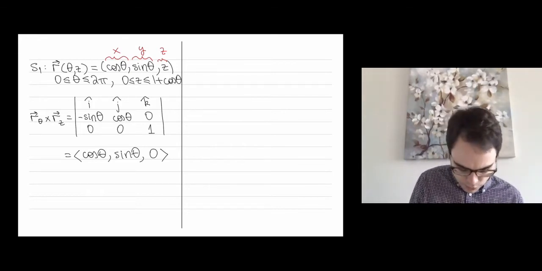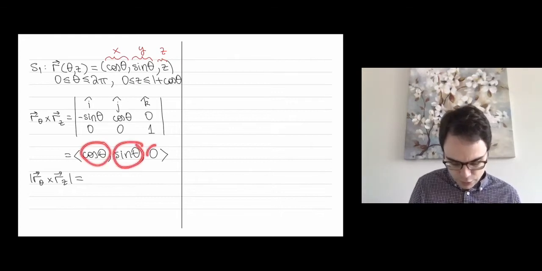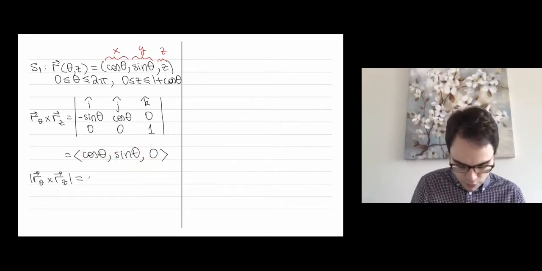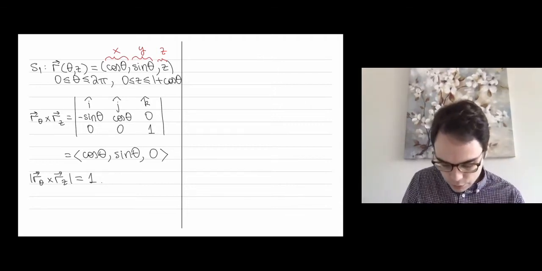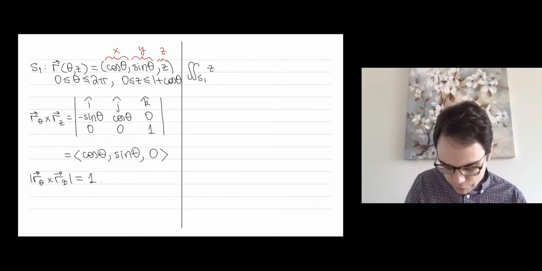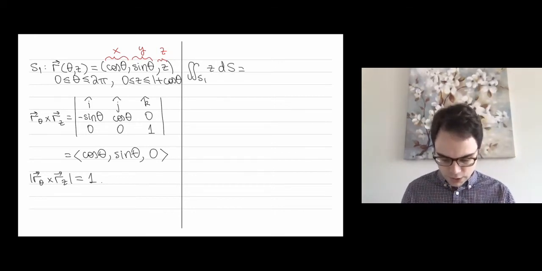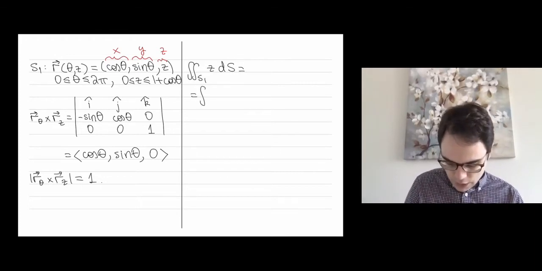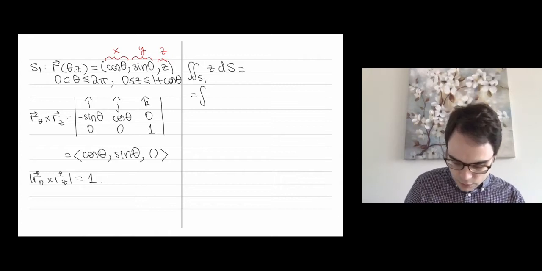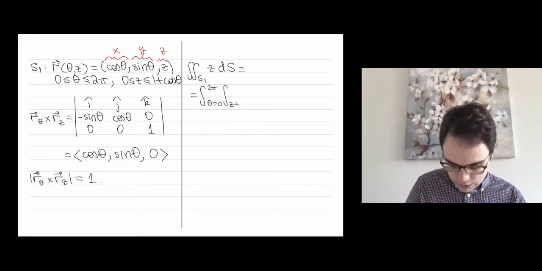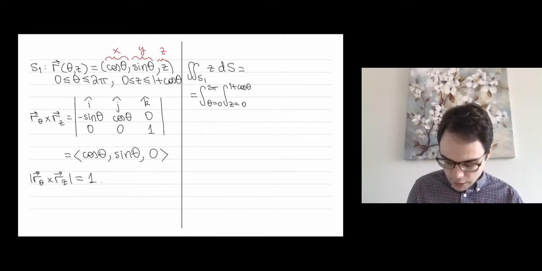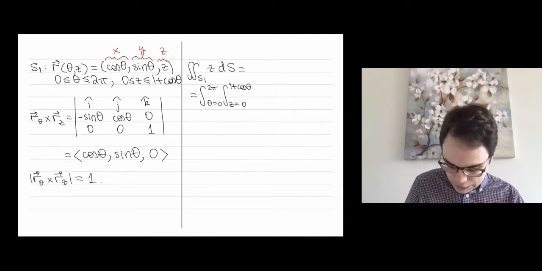Okay, so we have the cross product, so we can compute the length, and in this example it's just easy. It's just a constant, right? It's the square root of cosine squared plus sine squared plus 0 squared. That's the square root of 1, which is 1. Okay, so our integral over the side of the function z times ds is just the double integral. So now we're doing a double integral in the theta z plane. So theta goes from 0 to 2 pi. Z goes from 0 to 1 plus cosine theta.